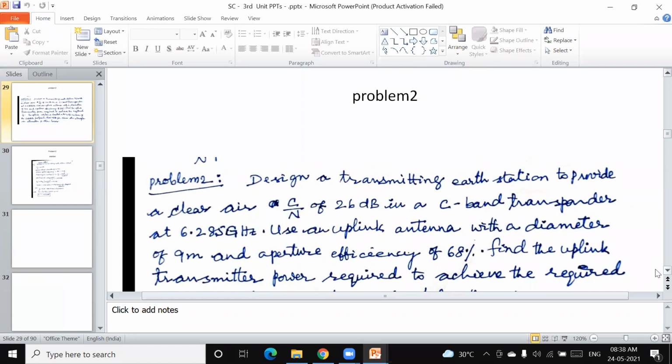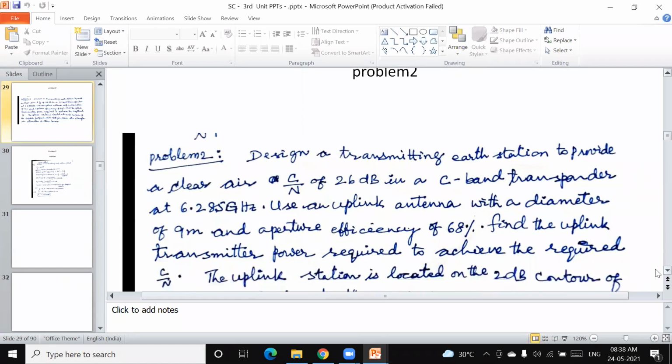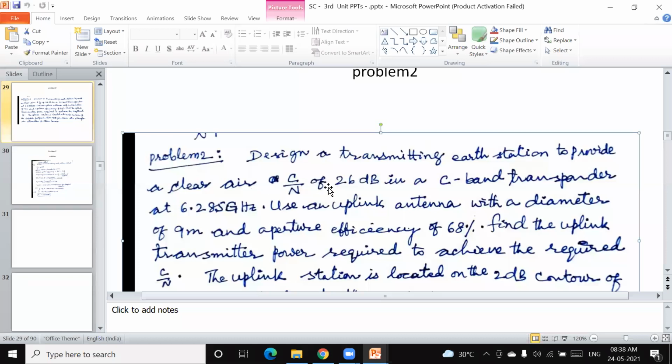Now in this problem, you can see the design of a transmitting earth station. Is it related to the uplink or downlink? In the problem itself, we can get the idea. Design a transmitting earth station to provide a clear air C by N of 26 dB. Please remember that here it is restricted what the C by N ratio should be: it should be 26 dB.